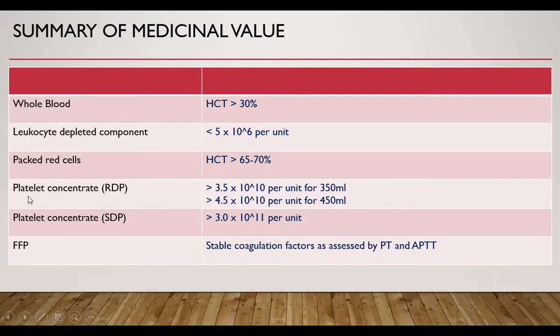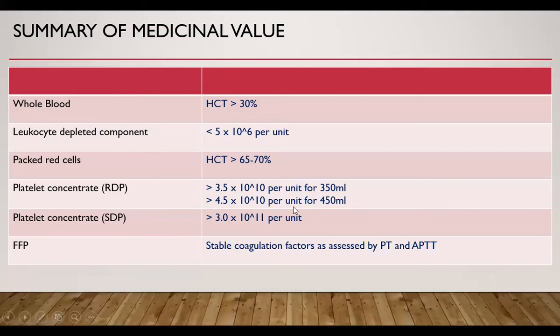Random donor platelet concentrate should have platelets more than 3.5 into 10 raised to the power 10 per unit of 350 ml. And single donor platelet or apheresis platelet should have more than 3 into 10 raised to the power 11 platelets per unit. And FFP should contain stable coagulation factors as assessed by PT and APTT tests. So this is a summary of medicinal value.